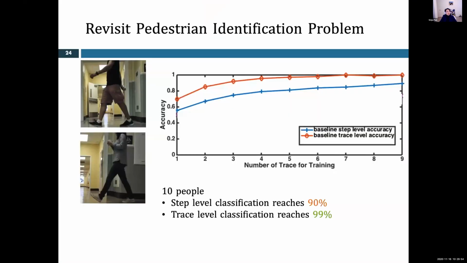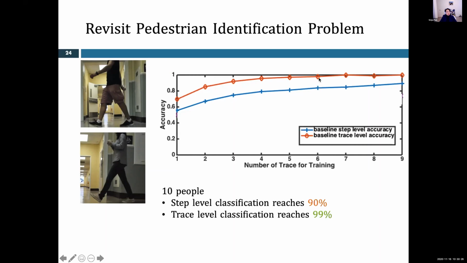So let's revisit the pedestrian identification problem. Let's see how much data we need to identify a person. We further look at the 10 people's data, where we plot the number of traces. A trace means a continuous walk with multiple footsteps being detected. We compare the number of traces used for training and the identification accuracy.